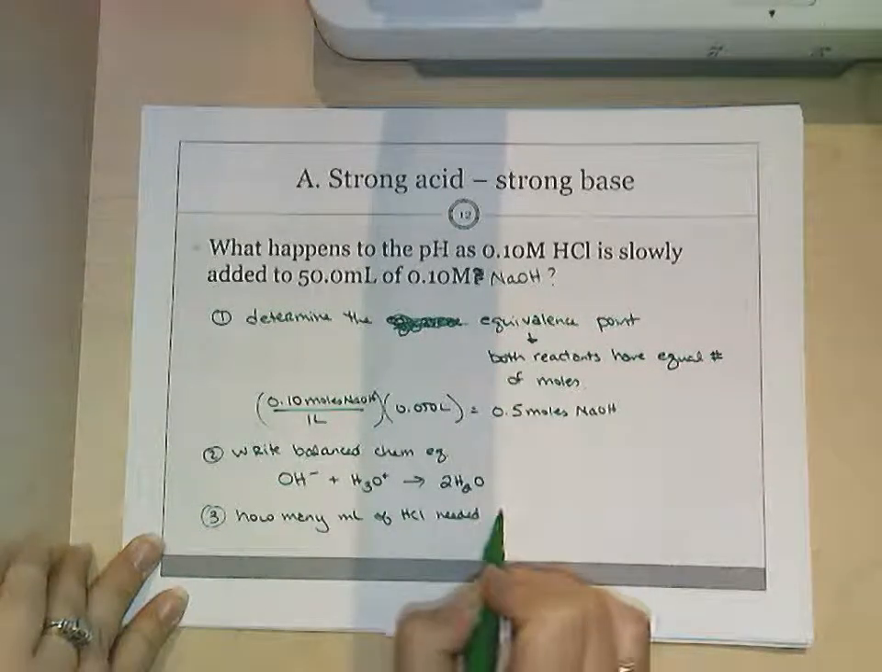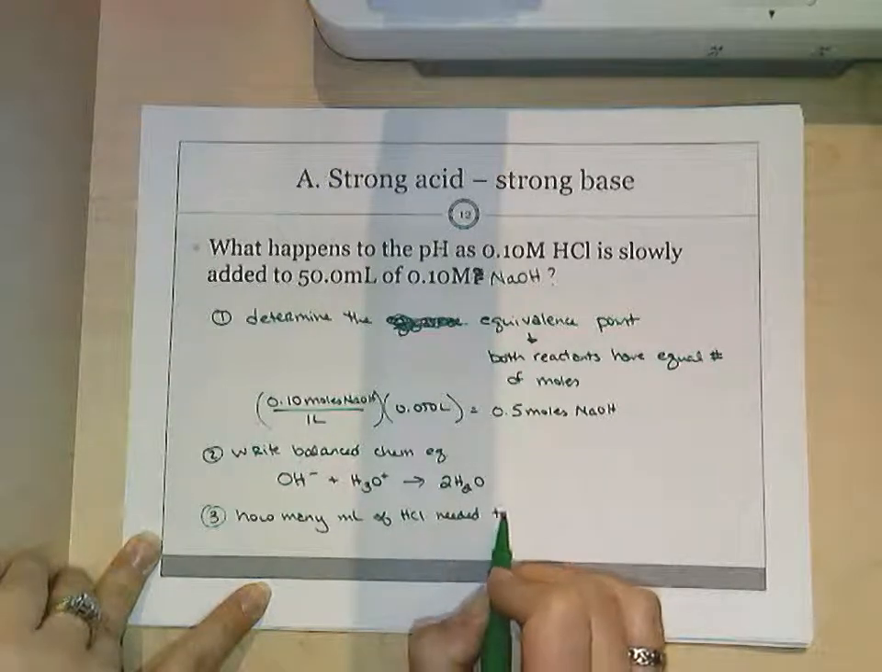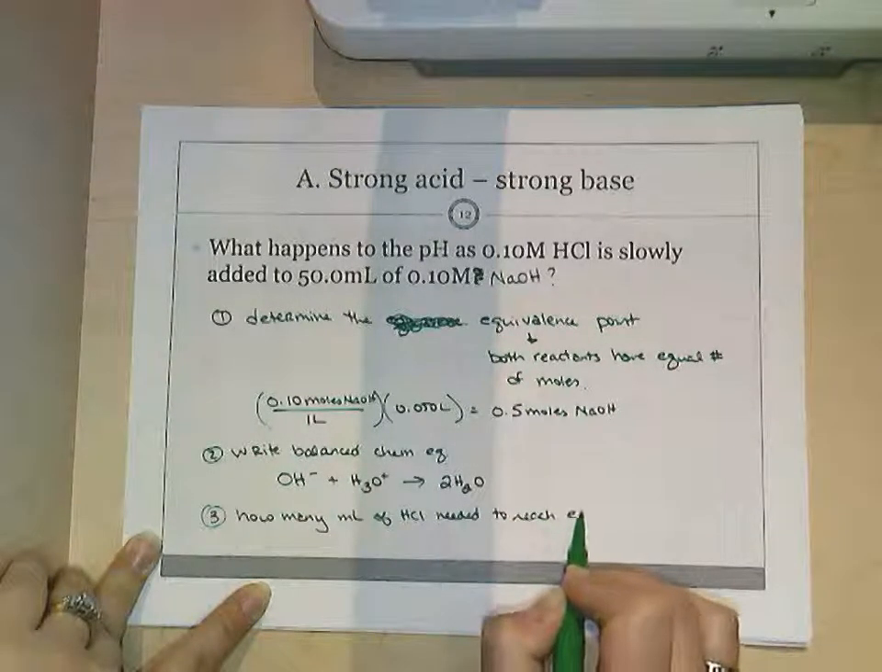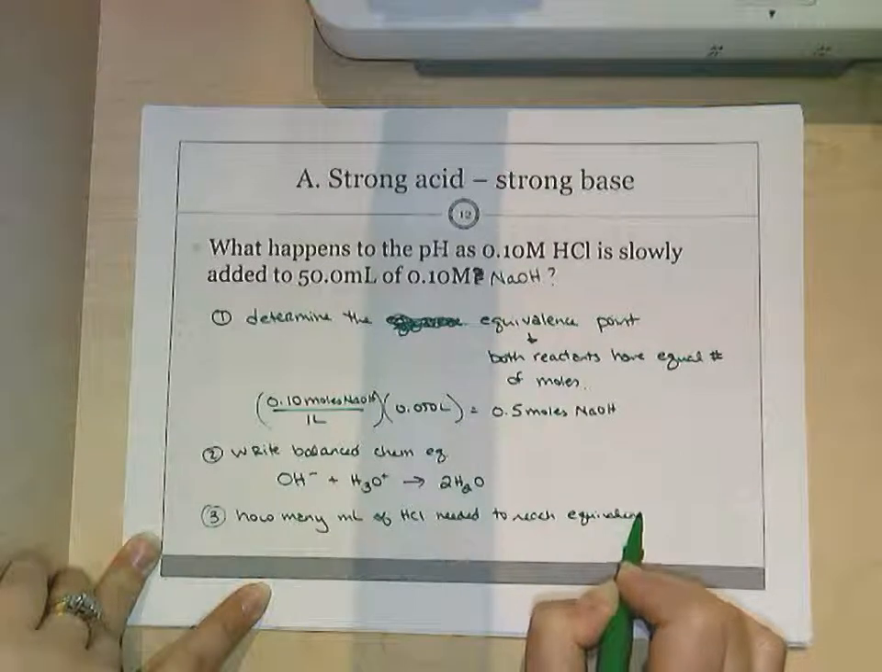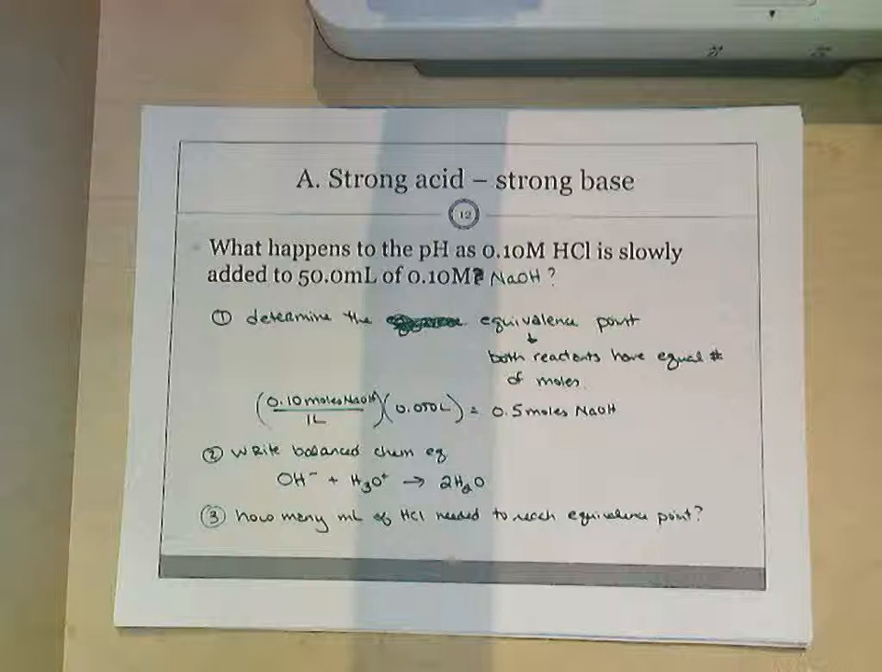So the final question is, how many milliliters of the hydrochloric acid do I need to reach equivalence point? So write that the moles at the equivalence point have to be equal to each other. And if I know the molarity, I have to figure out milliliters.